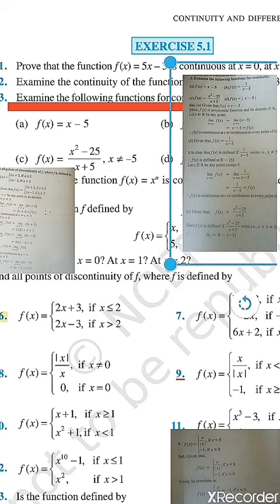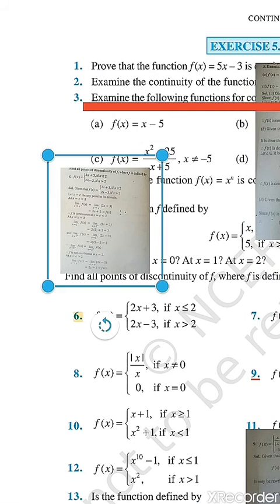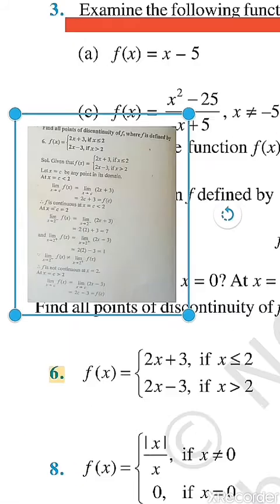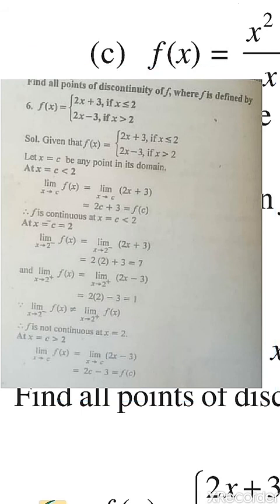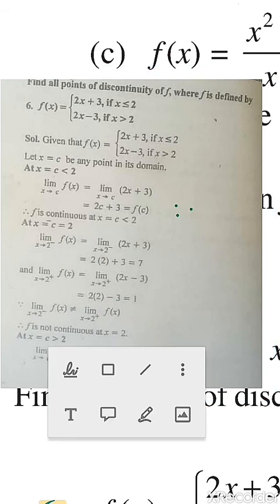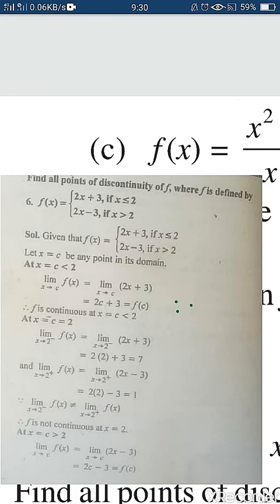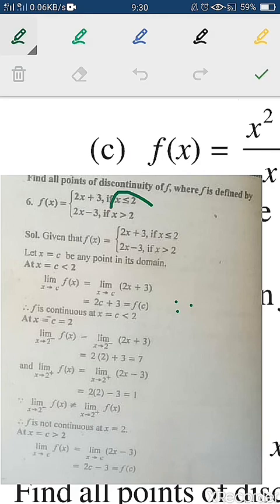Now comes question number 6. This is question number 6. f of x is equal to 2x plus 3 if x is less than or equal to 2, and it is equal to 2x minus 3 if x is greater than 2. In this question, the function is split at 2. It contains two definitions, that is 2x plus 3 and 2x minus 3.